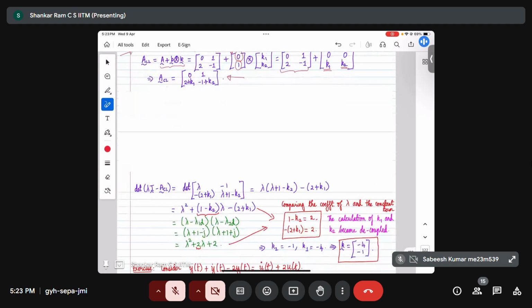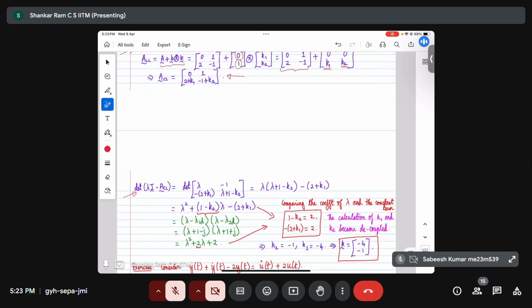Now, what do we do? We go and calculate determinant of lambda I minus A_CL. If we do this, this is the closed loop characteristic polynomial in bold. And this is the desired closed loop characteristic polynomial in green. You and I have already figured out how to calculate that, right? That is lambda minus lambda 1 desired times lambda minus lambda 2 desired. It so turns out that you get lambda squared plus 2 lambda plus 2 once again. Okay, it's the same thing.